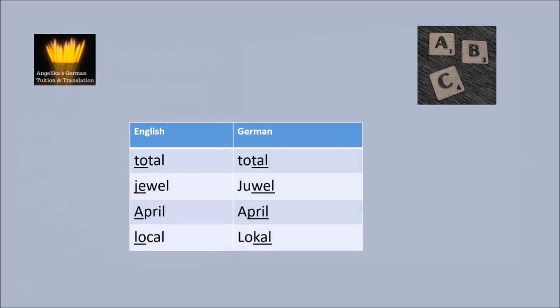Just something to show you here. We've got 4 words which are almost identical between English and German. But each time in English the stress is on the first syllable and in German on the second one. So total is total in German. Jewel is Juwel in German. April? No, it's April. Local? Lokal.